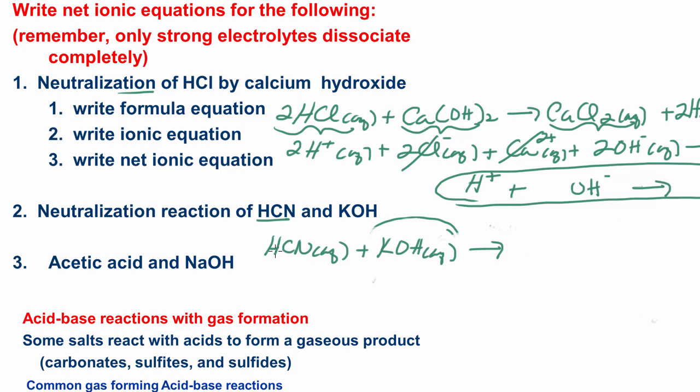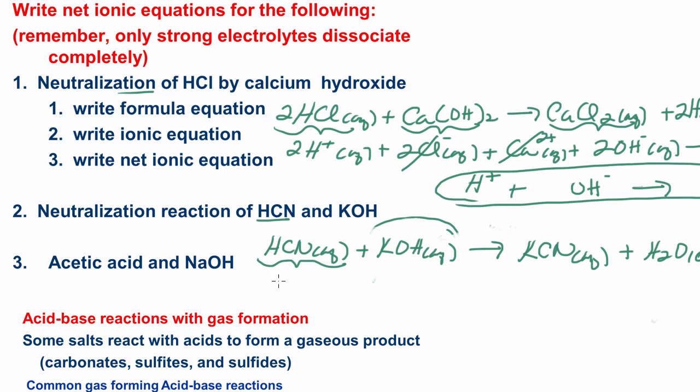So we're going to end up with a salt. Remember, hydrogen ion will be released. That will form water, and then our salt is going to be potassium cyanide, which is soluble. So now I can write my ionic equation.